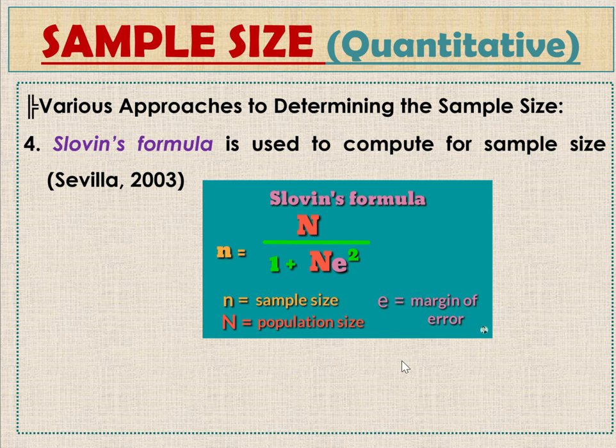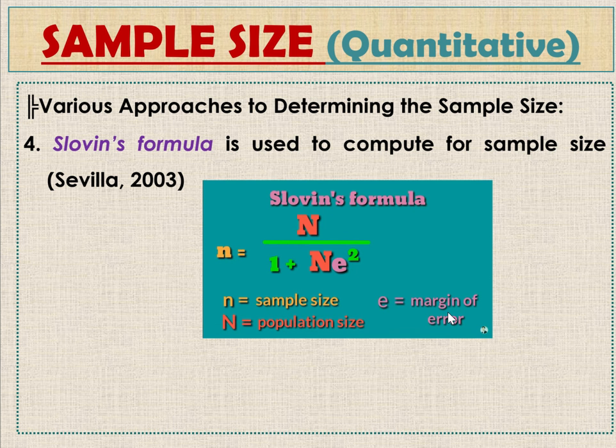So this is the Slovin's formula that we use to calculate for the sample size. Small n is equal to capital N or big N divided by 1 plus capital N times E squared, where small n is our sample size, capital N is our population size, and E is the margin of error.